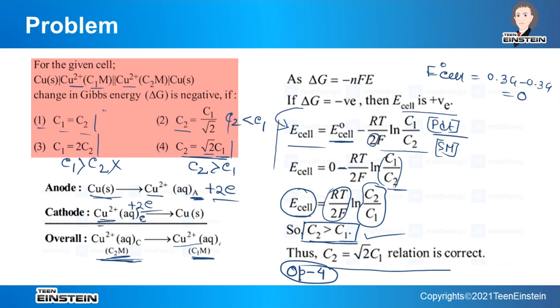Whenever the cell representation is different to some extent, here we have the same value, so E0 cell is 0. But here we have to find out the sign of E cell, that is, to make E cell positive, what should be the relationship between C1 and C2. We have to make del G negative, and if del G is negative, E must be positive, and for E to be positive, C2 must be greater than C1, and that is possible only in option 4.